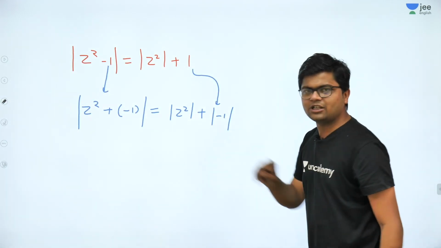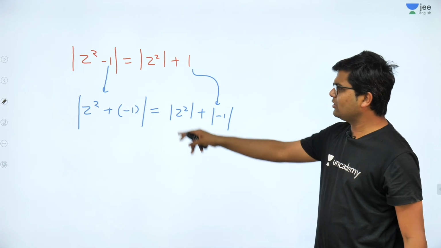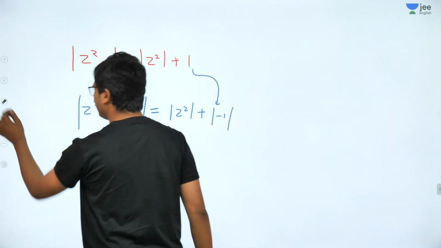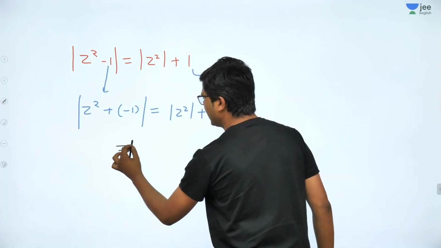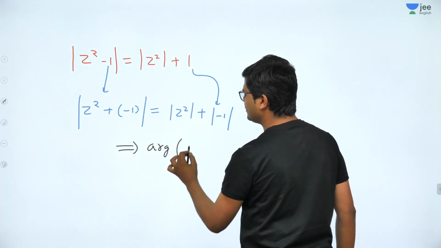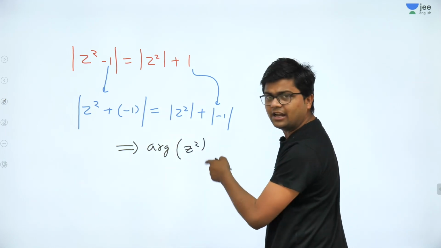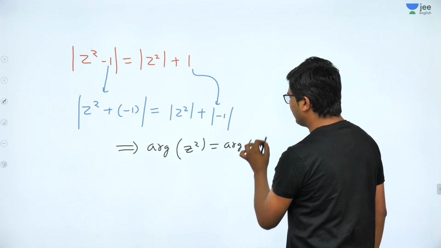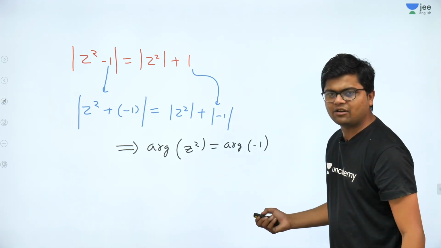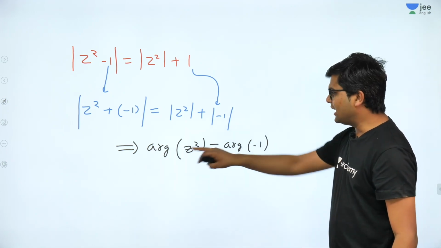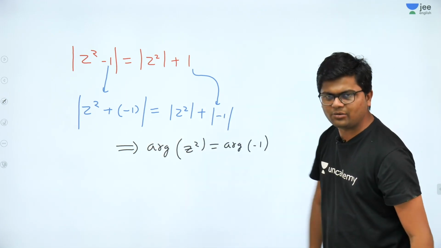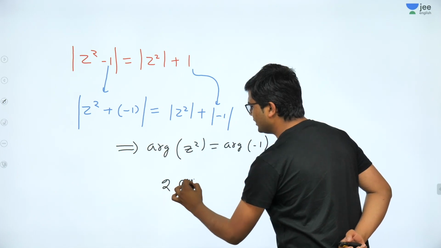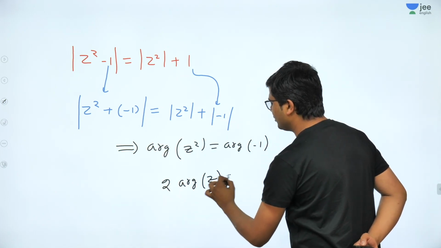Now from this equation, I can easily conclude that argument of z square is equal to argument of minus 1. Got my point? It is a very interesting solution. Now argument of minus 1, this is a negative number, its argument will be pi, and argument of z square will be twice the argument of z by the property of argument. So this 2 will come outside, it will become twice the argument of z is equal to pi.